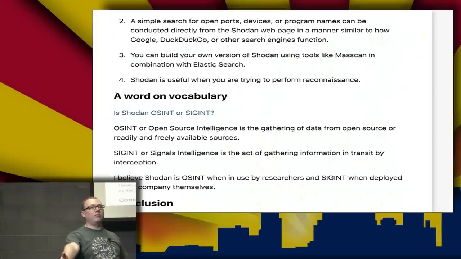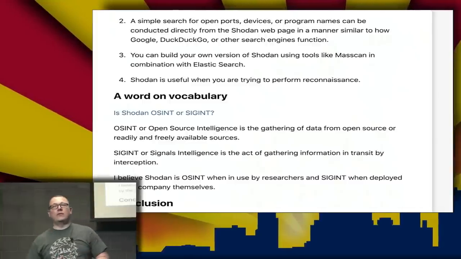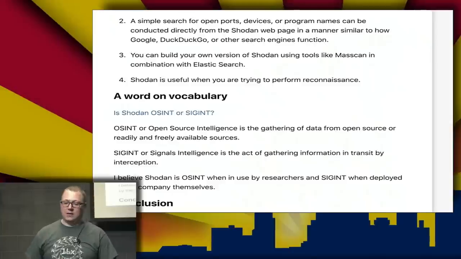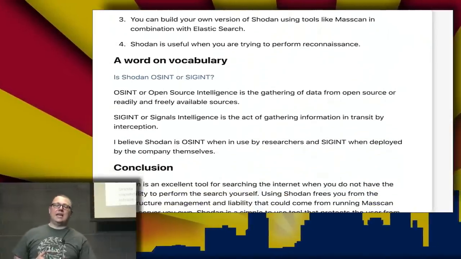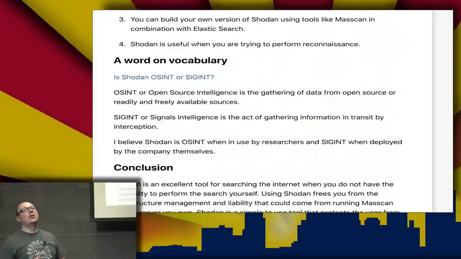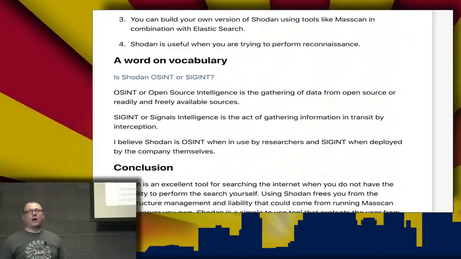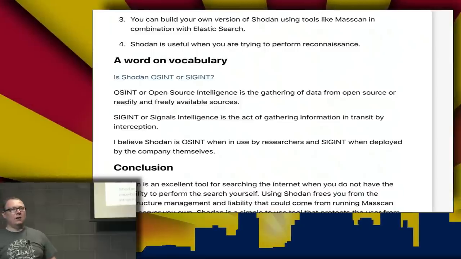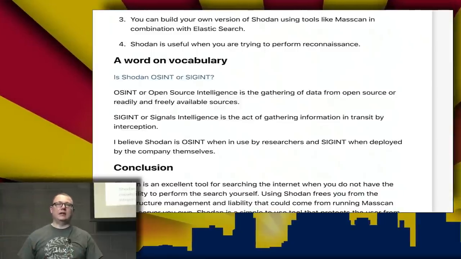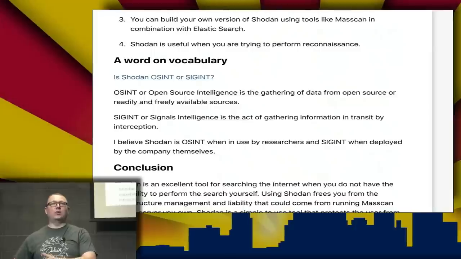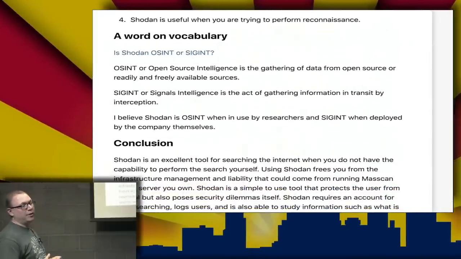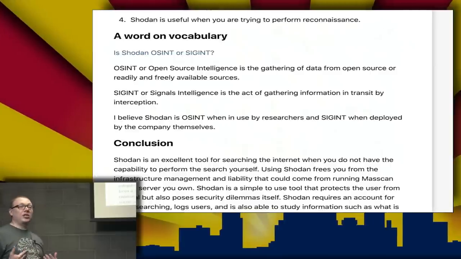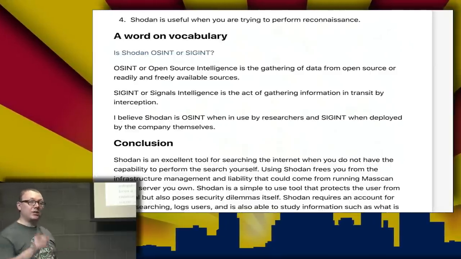You all saw me doing it right here from a tablet. We don't even need a real computer. Now you can build your own version of Shodan using tools like masscan in combination with Elasticsearch. Harder, more effort, but a potential necessary need depending on what you're trying to accomplish. And Shodan is most useful when you're trying to perform reconnaissance. It's an information gathering tool. It's open source intelligence, potentially.